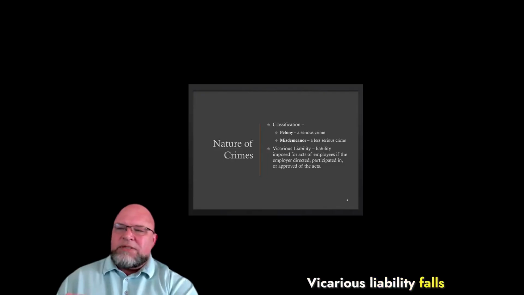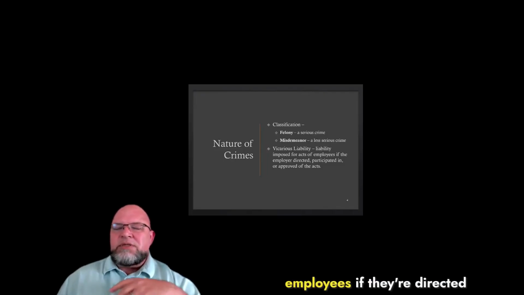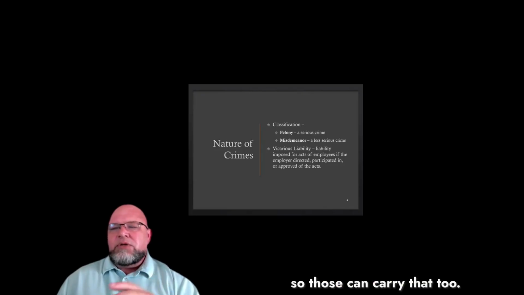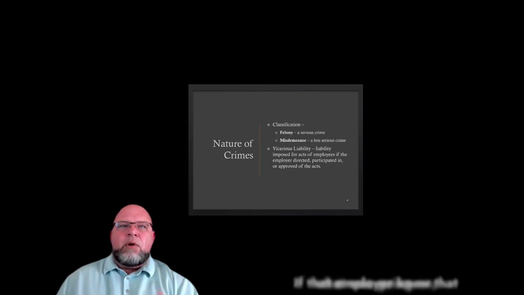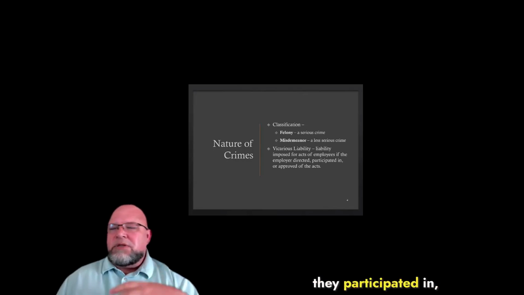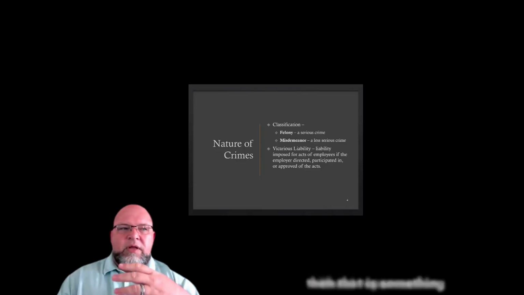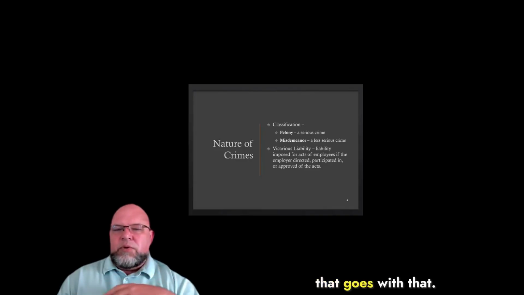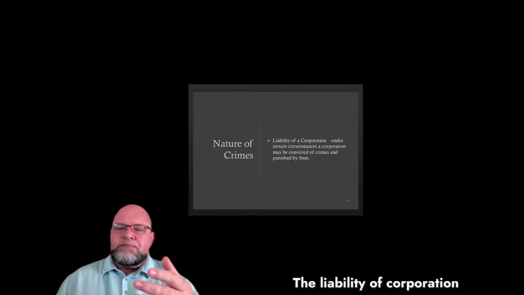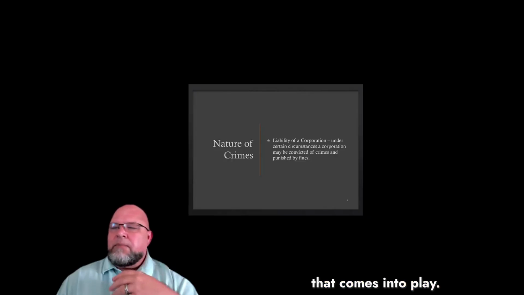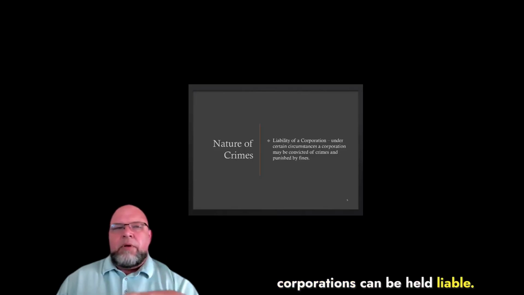Vicarious liability falls in with this. It's imposed for the acts of employees if they're directed by an employer. So those can carry that too. If that employer knew what was going on, directed it, participated in it, or approved of those acts without repercussion, then that is something that goes with that. The liability of a corporation also comes into play. Under certain circumstances, corporations can be held liable.